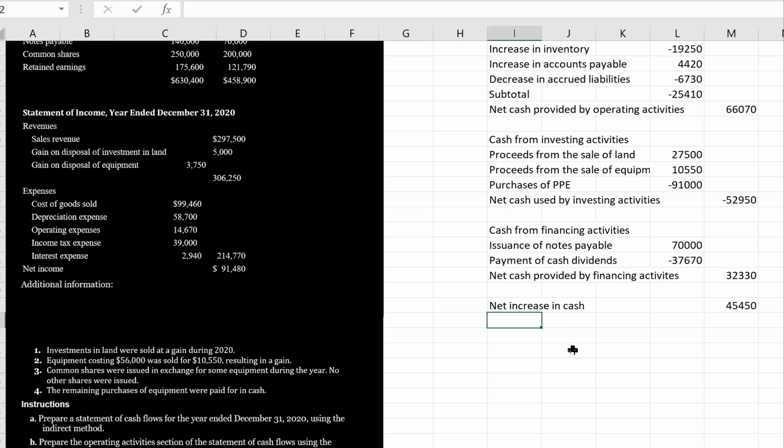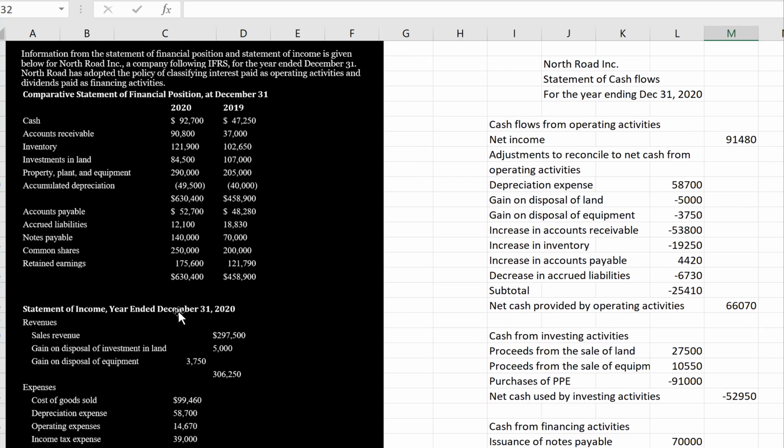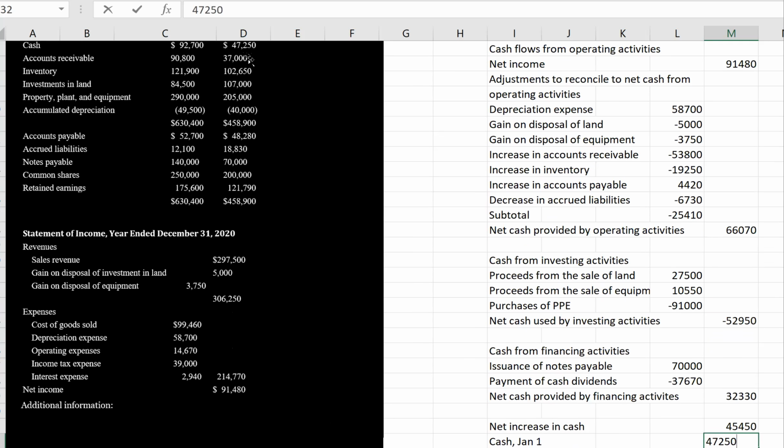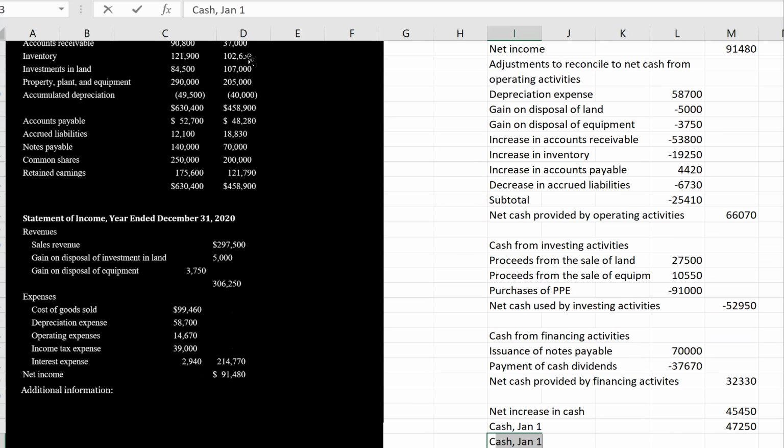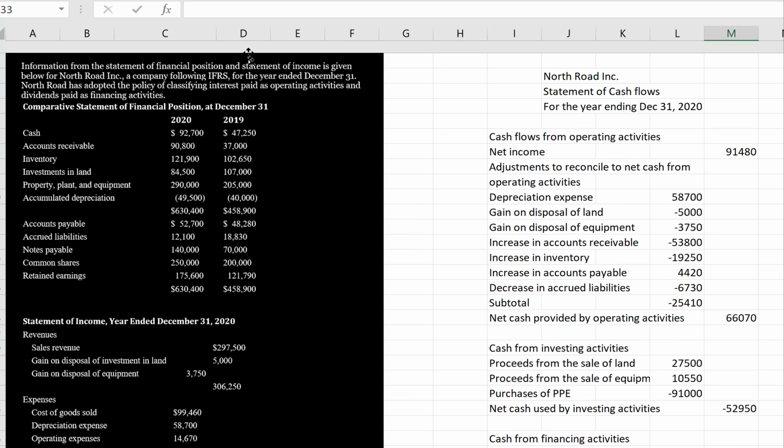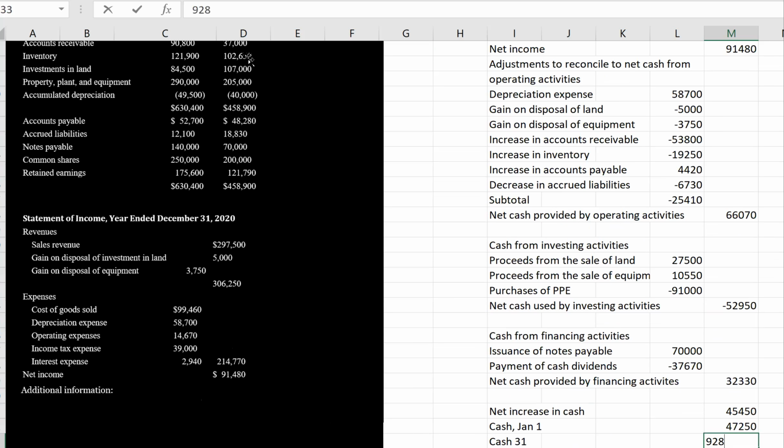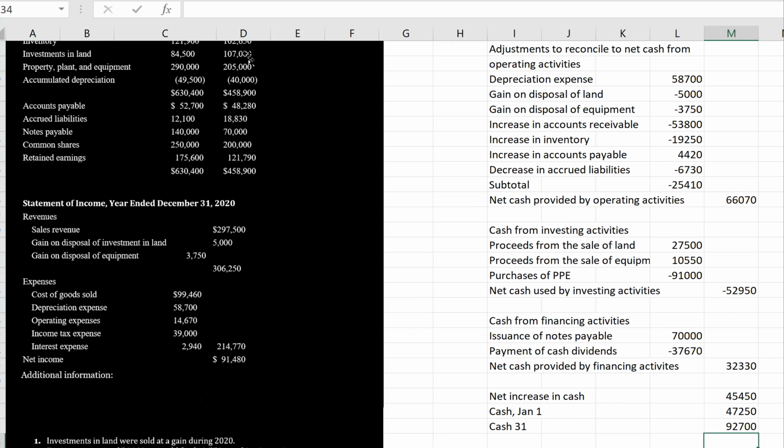Now the question is, is that actually going to match the statement of financial position? Because you know right away if you got it right or not. So cash January 1st is going to be, what was our opening cash? Remember how we said we hadn't used this line item on the statement of financial position yet? Well, here we are using it. 47,250 and cash December 31st is going to be, what is it? 92,700.